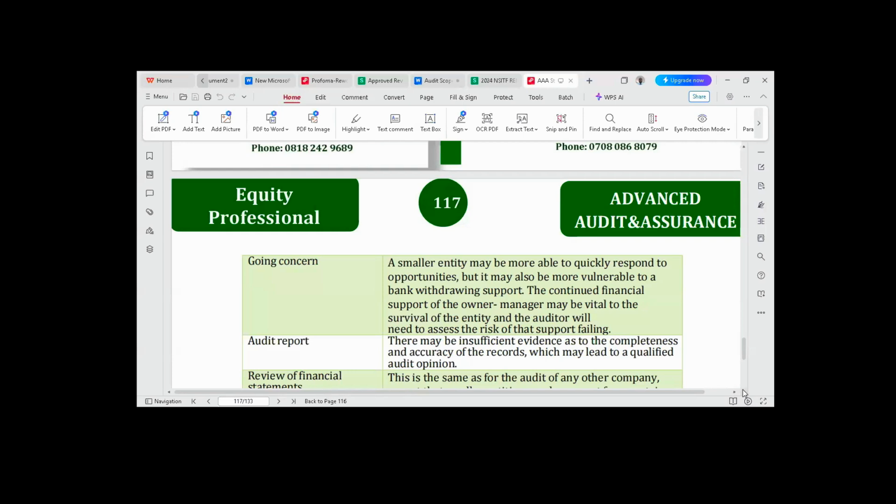And because of the non-provision of documentation or poor record keeping, the auditor will need to qualify his audit opinion. The auditor will write the audit report, and the audit report will be qualified because of the inability to obtain sufficient and appropriate audit evidence. All right.